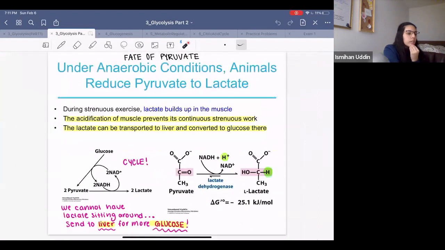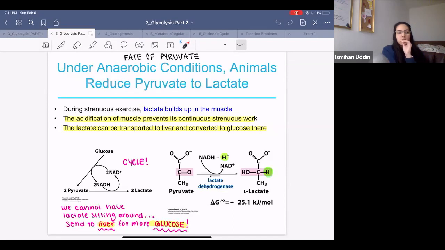So under anaerobic conditions, animals reduce pyruvate to lactate. The acidification of muscle prevents its continuous strenuous work. Lactate can be transported to the liver and converted to glucose there. So once we're done with pyruvate, it can be reduced to lactate, which is then brought to the liver and converted to glucose there.